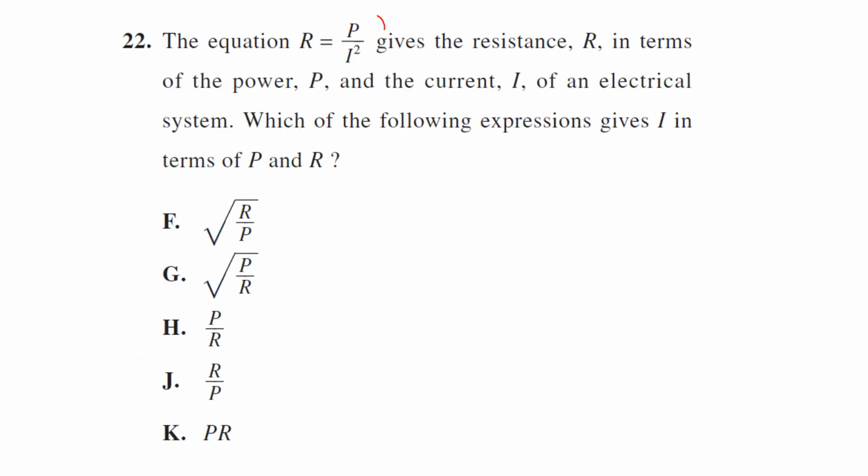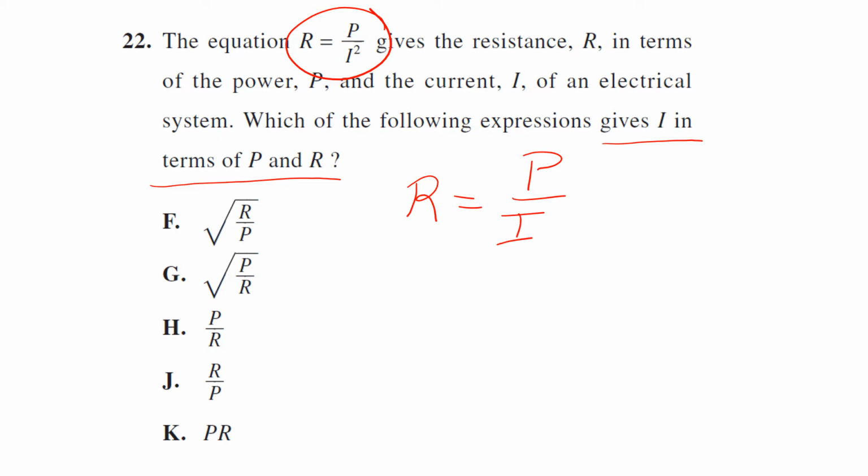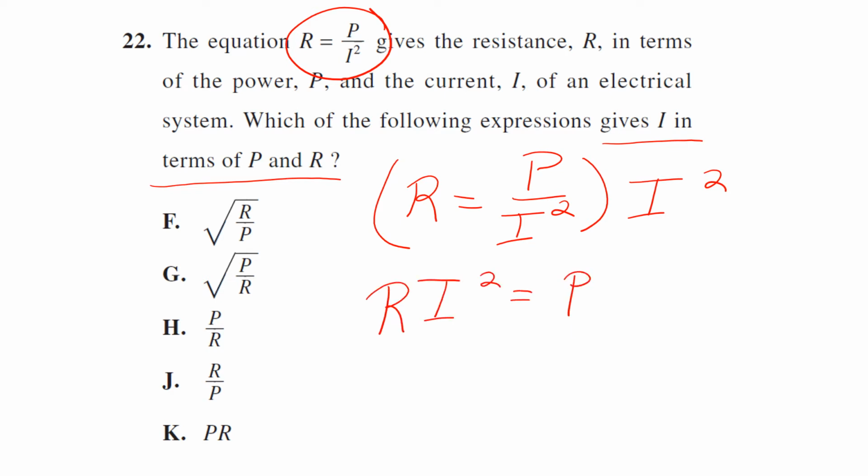This equation gives resistance and power and current, which gives I in terms of P and R. So all we're doing is isolating I, just algebraically. So R equals P over I squared. We're going to multiply both sides times I squared. So now we have R I squared equals P. I'm going to divide both sides by R.